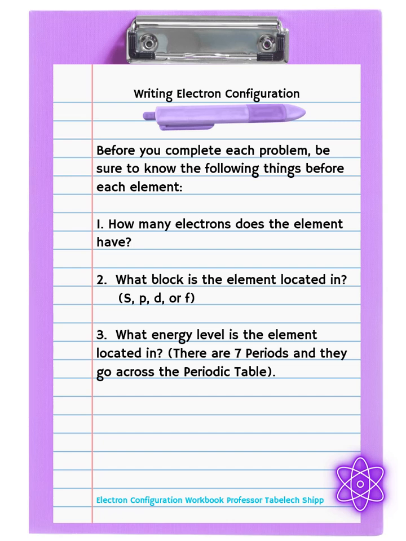And finally, these are some things you want to remember before you complete each problem. Be sure to know these things. Number one, how many electrons does that element have? Number two, what block is the element located in? s, p, d, or f? And finally, number three, what energy level is the element located in? Remember, there are 7 periods and they go across the periodic table. And by doing those last 2 parts of this statement, this will assure you of writing down the last part of that electronic configuration.